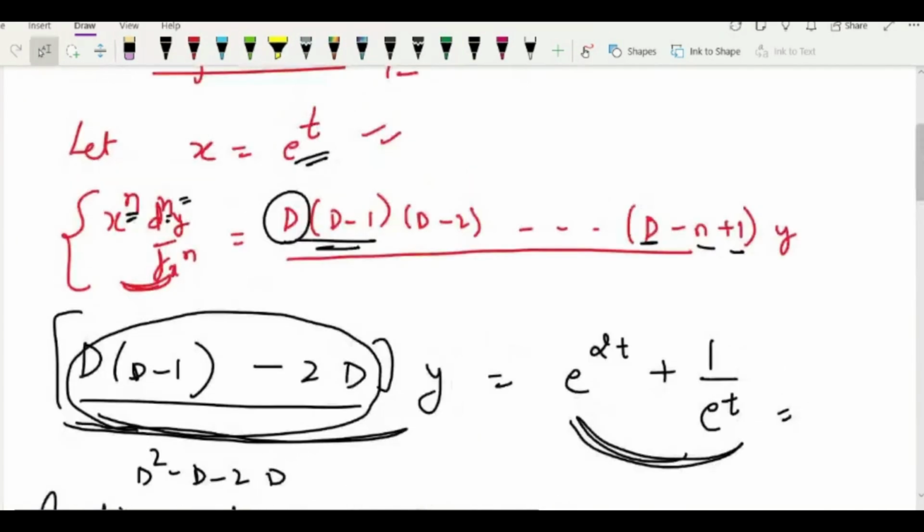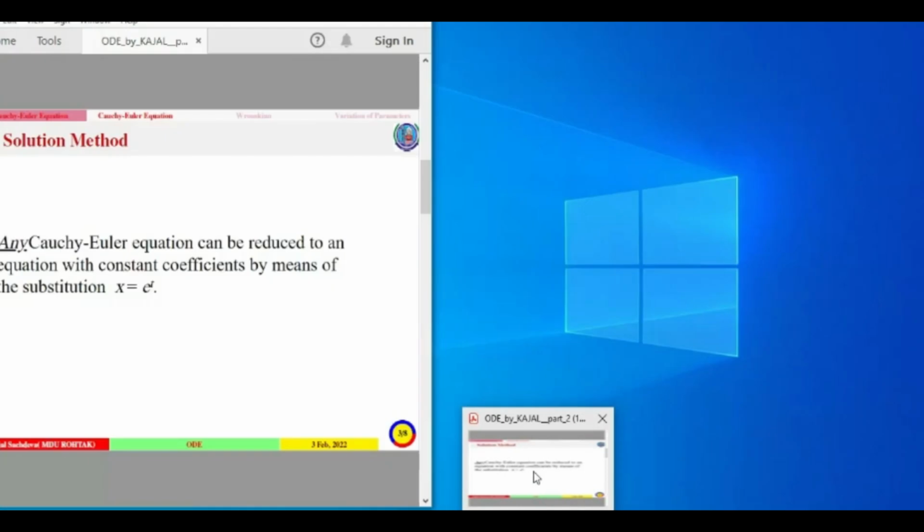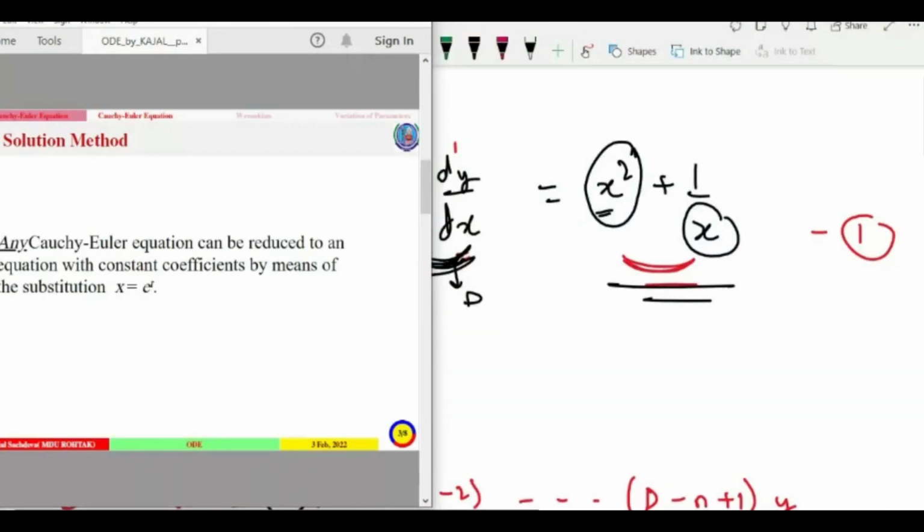You can see from here what we have done. Just converted the Cauchy-Euler equation into a constant coefficient equation, and the results are all the same as what we have done in the last lecture. So this is a very simple type of equation and easy. So moving towards our next.